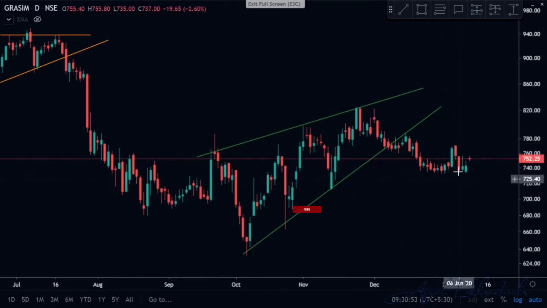We still do not have a confirmation as to whether there is a good downtrend or not. We still need to wait and watch. The price is trading here. We will keep a watch on how it acts.